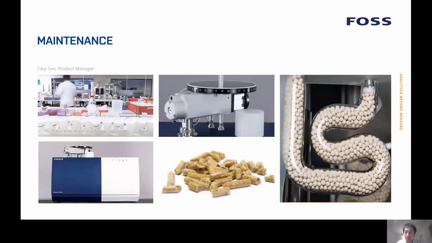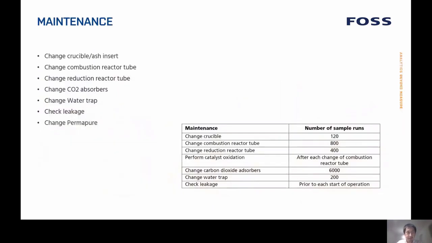Now we go back to the part on maintenance. Here are a few pieces of maintenance information I want to share with you. We start with the consumables that you have to change. This is a maintenance list of what you have to do for the instrument. It includes changing the crucible, or we say the ash insert, the combustion reactor, the reduction reactor, the CO2 trap, and the water trap.